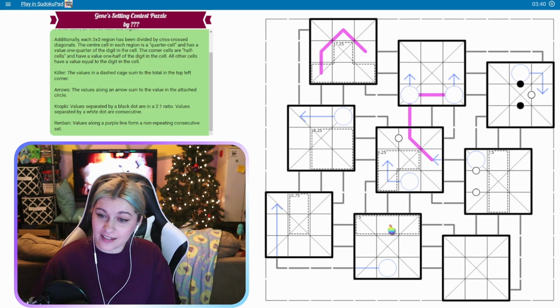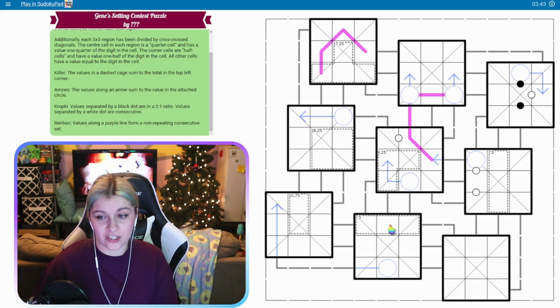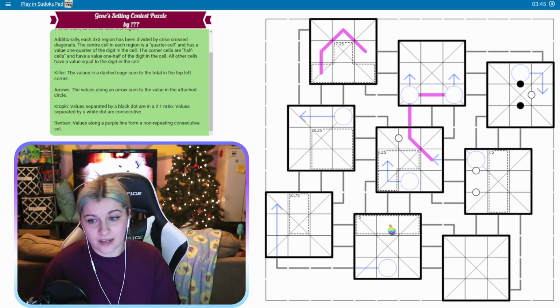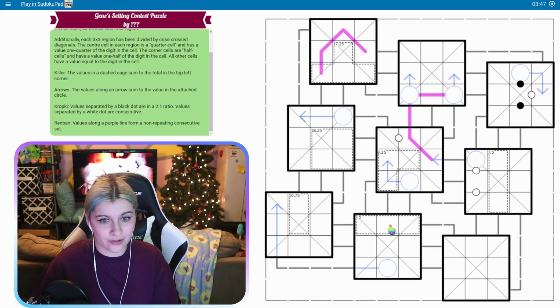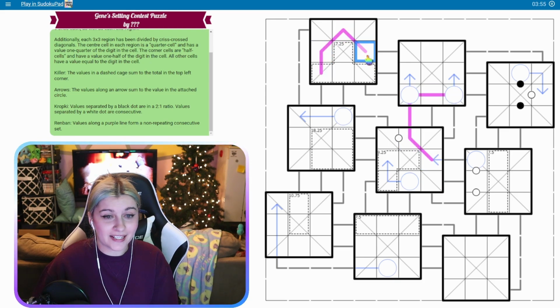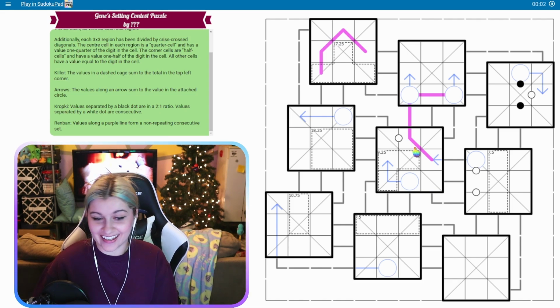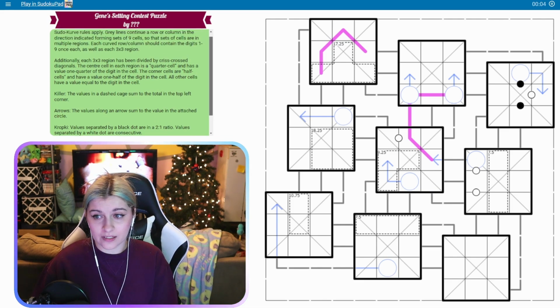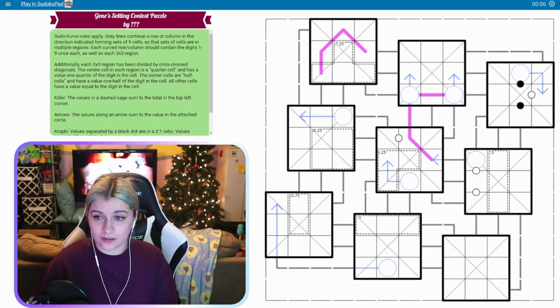Kropke. Values separated by a black dot are in a 2-to-1 ratio, and values, not digits, separated by a white dot are consecutive. We're pros at this by this point. And also Rinban. Values along a purple line form a non-repeating consecutive set. Sounds good to me. How do we want to get started? Oh my gosh. I'm going to keep the rules scrolled up because this is the part that I'm worried about that I want to reread over and over again.